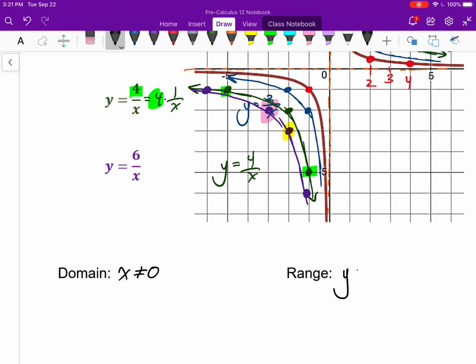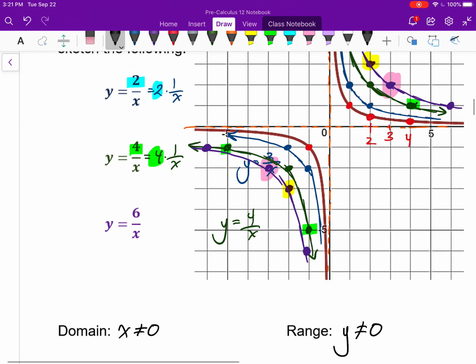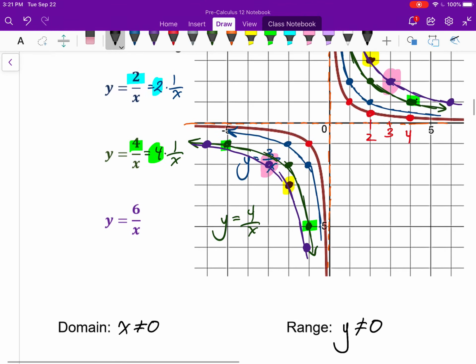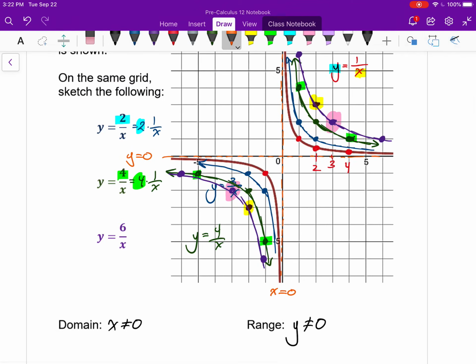The range is the same sort of thing. Y cannot be 0, which we can kind of see from our asymptotes. Our asymptotes show us these breaks in the graph. And if I was to describe where these asymptotes are, the vertical asymptote we could say is where x equals 0. The horizontal asymptote is where y equals 0. In this case, that's also the same as the x and the y axes. All right, so let's transform these a bit.